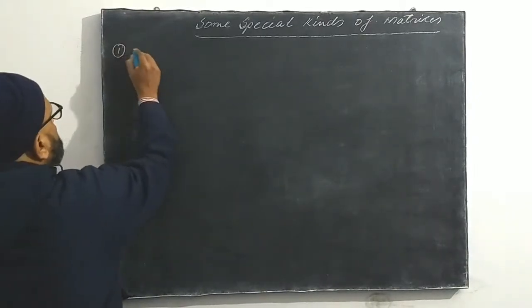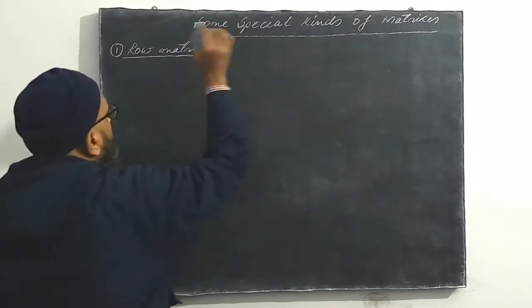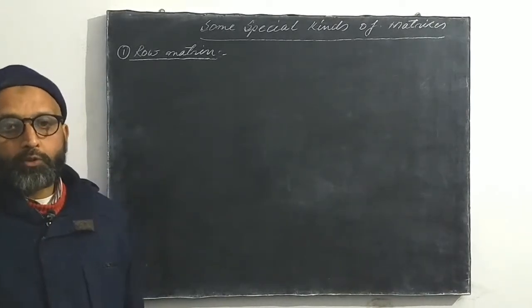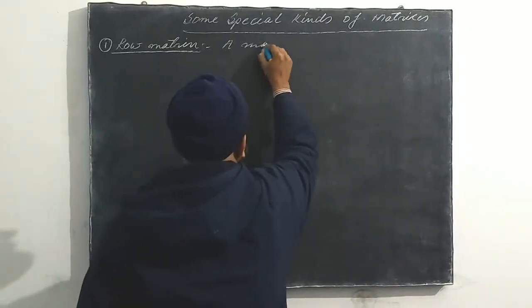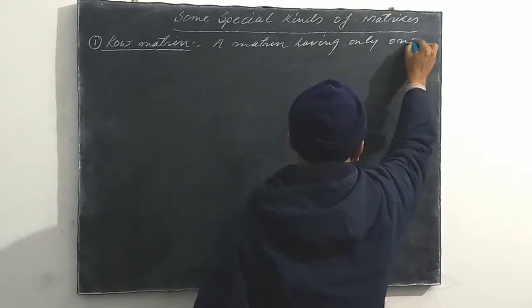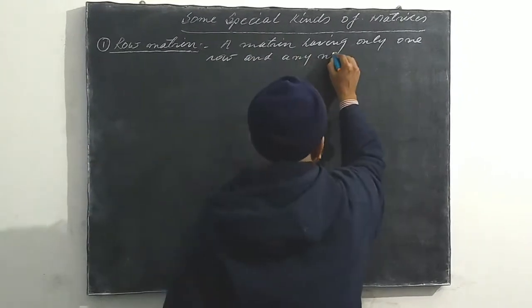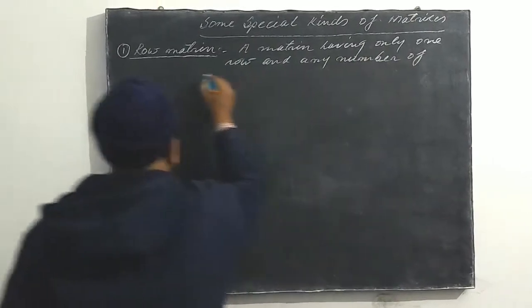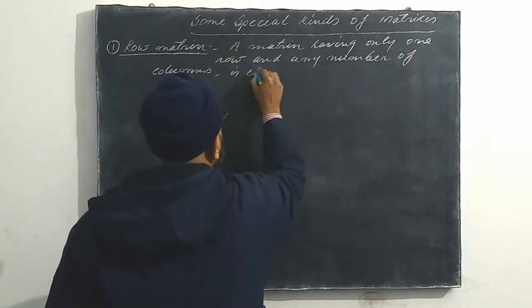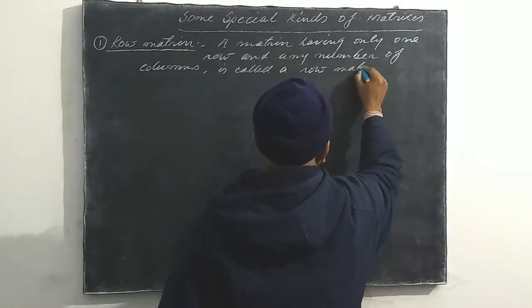So the first one is a row matrix. A matrix which has only one row and any number of columns is called a row matrix.